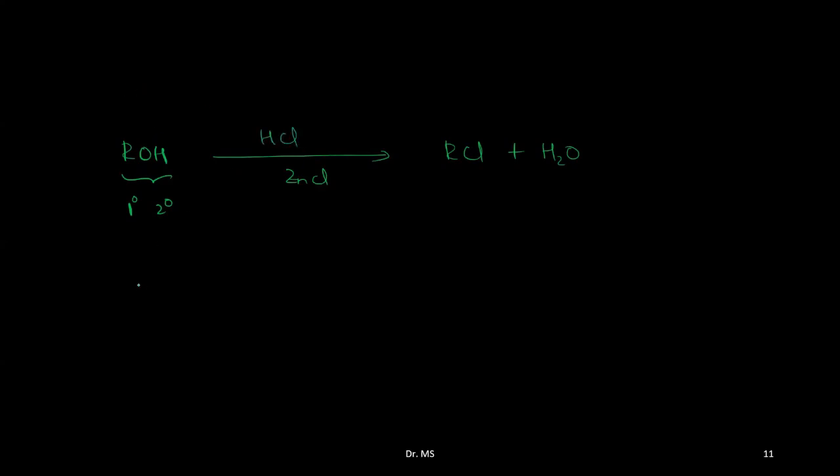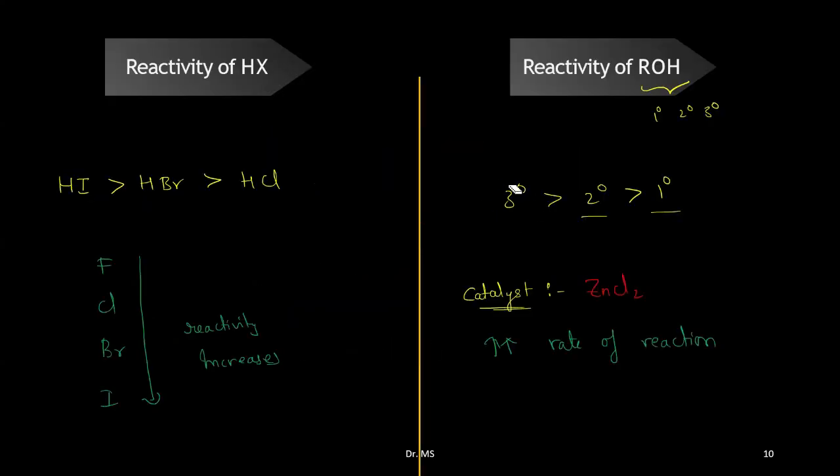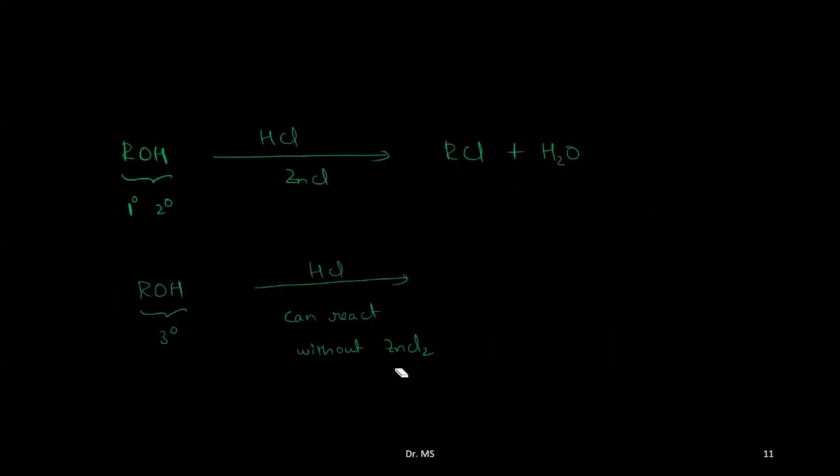But when it is tertiary, it can react without the need of ZnCl2. Why? I told you previously, the tertiary is very reactive, so it doesn't need the help of the zinc chloride catalyst. So remember, if ROH is primary or secondary, it needs the help of zinc chloride catalyst. But if it is tertiary, it doesn't need the zinc chloride catalyst. Remember that one thing.